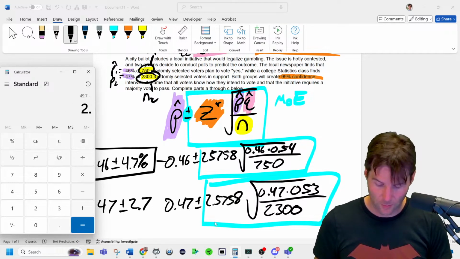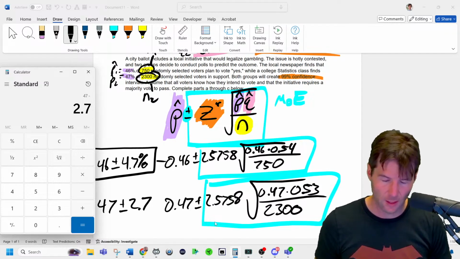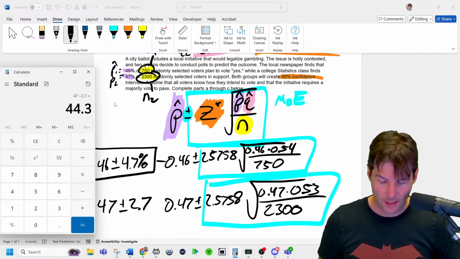And then minus, we'll go back down to the center of the interval, and then we'll subtract again and get 44.3. So that is the interval. We are just adding and subtracting. This one is going to be too close to call.